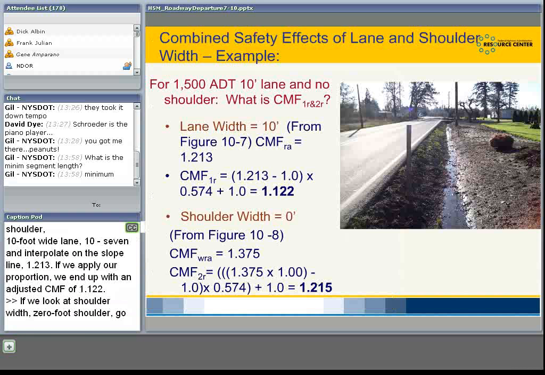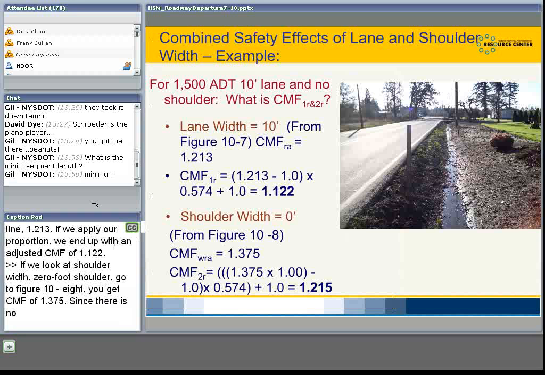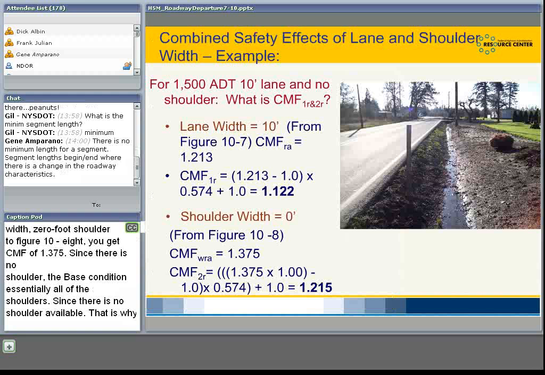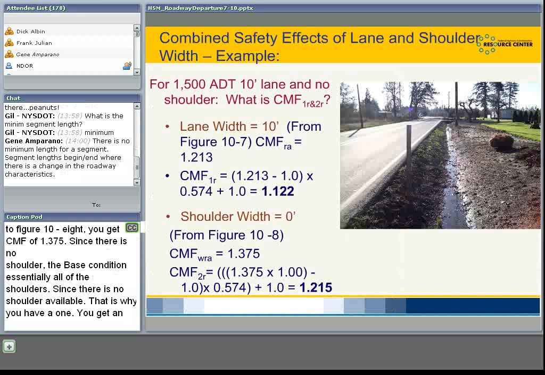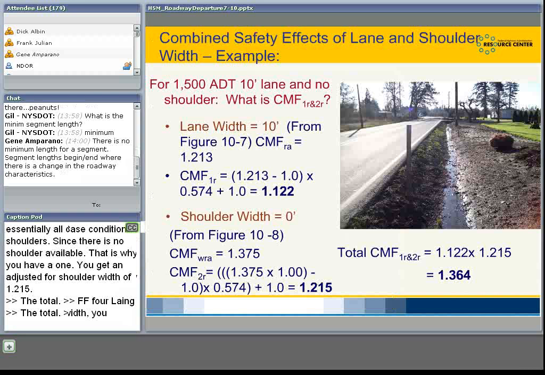Now, if we look at shoulder width, it's a 0-foot shoulder. So if we go to figure 10-8, we get a CMF of 1.375. Since there's no shoulder, the type doesn't matter, so that is a base condition. Essentially, all of the shoulder is paved since there's no shoulder available. So that's why you have a 1 in there, and you get an adjusted CMF for shoulder width of 1.215.